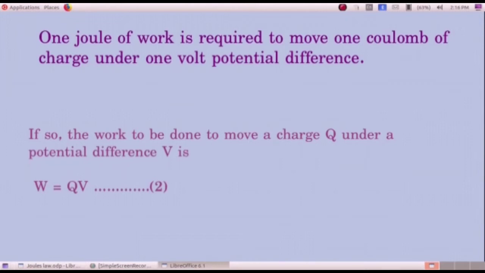The work done to move 1 coulomb of charge between 2 points having potential difference 1 volt will be equal to 1 joule.